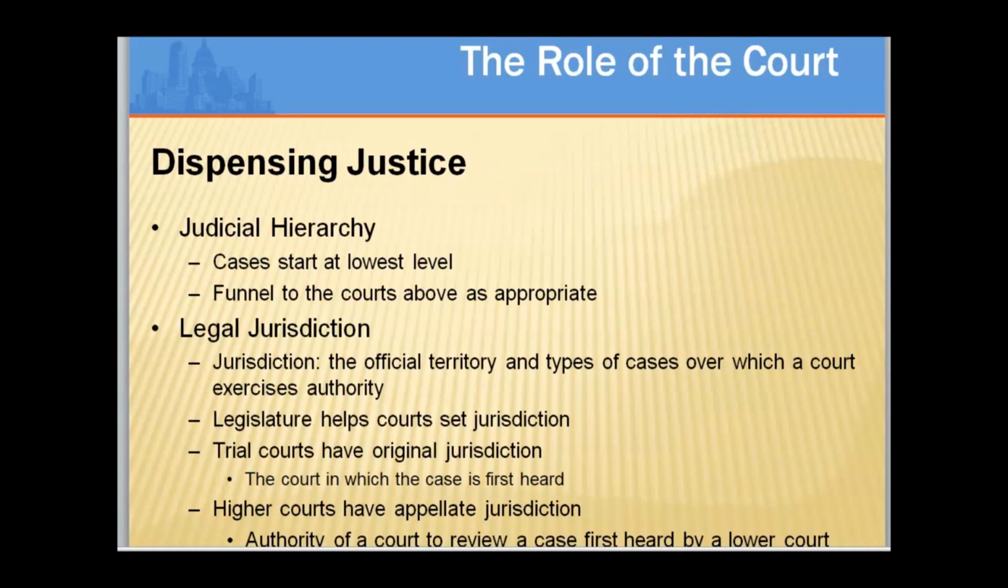Jurisdiction is the territory and types of cases over which a court exercises authority. The Texas legislature sets the jurisdiction for courts, which determines what cases they hear. Trial courts have original jurisdiction and hear cases first. Higher courts have appellate jurisdiction. They examine cases from lower courts and in many instances choose the cases they wish to hear.